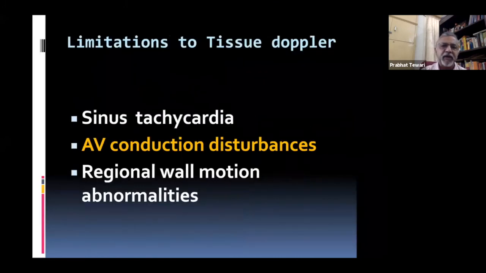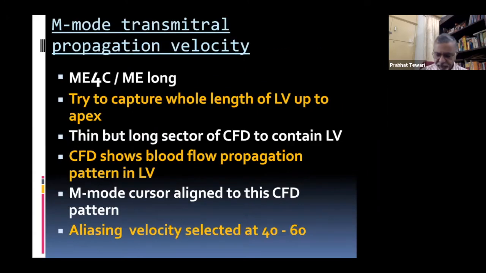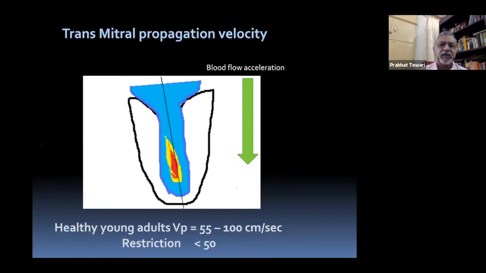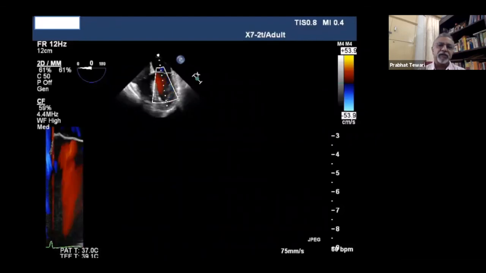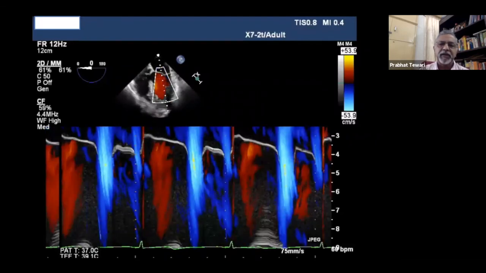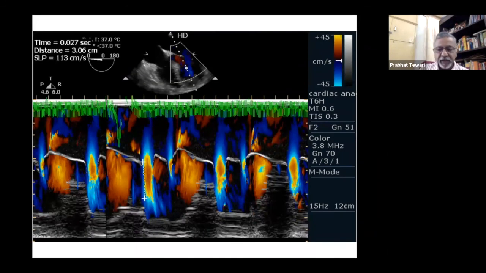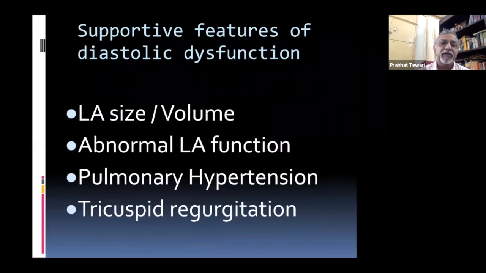Limitations again: sinus tachycardia, conduction differences, regional wall motion abnormalities. Transmitral propagation velocity, well, it is difficult. It means as the flow races across the middle part of the cavity, then you slightly reduce the Nyquist limit, and you capture the slope. You measure from here up to the first change in the velocity, reversal of the velocity. And then you look into it, that if it is less than 50, then they say that probably it is impaired relaxation, means the restriction. But still, there are so many caveats, and we are not using it.